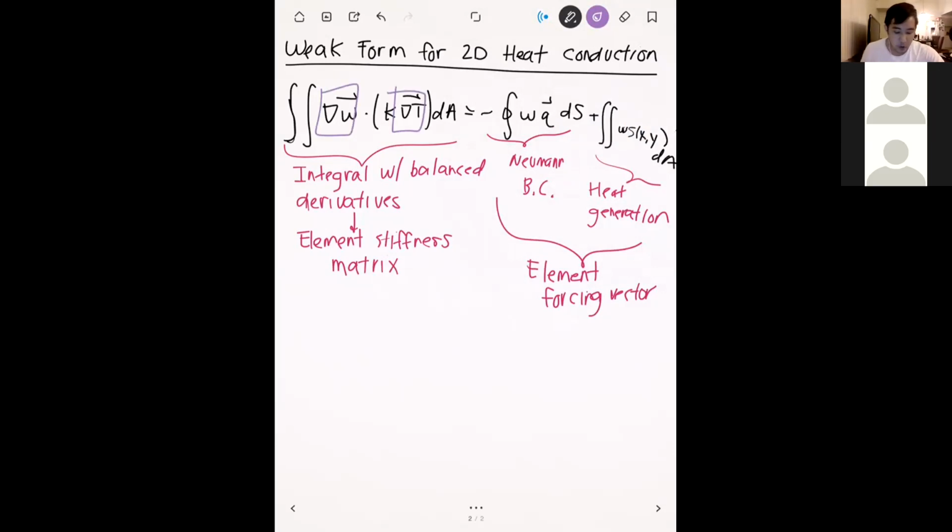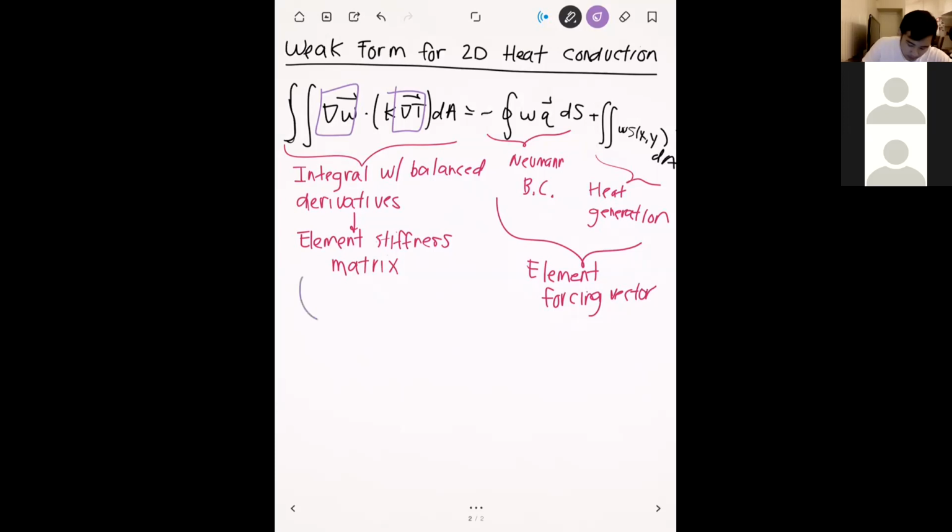Okay? And so for our weighting function, we have a gradient operator that's applied. You can think of the gradient operator as a first order derivative term. And then the gradient operator on the temperature is also a first order derivative. So when I say it's balanced, what I mean is that it's balanced between the weighting function and the temperature. The way that we achieved this is we applied integration by parts. With integration by parts, we're able to move some of the derivatives around to the different functions.